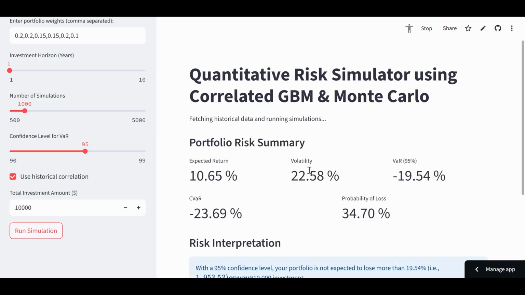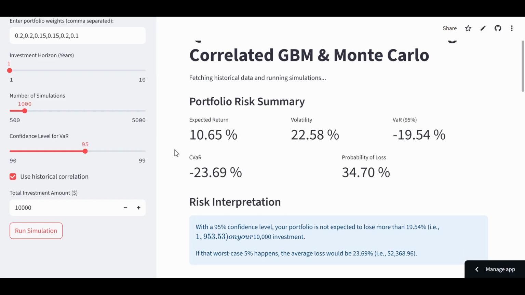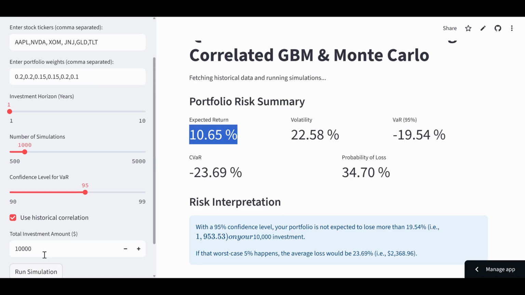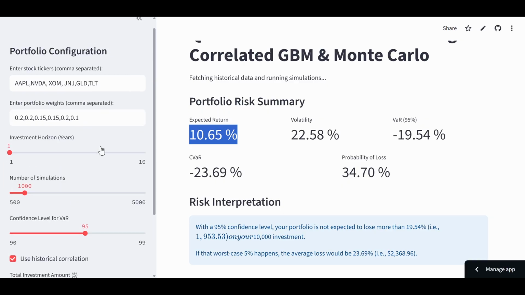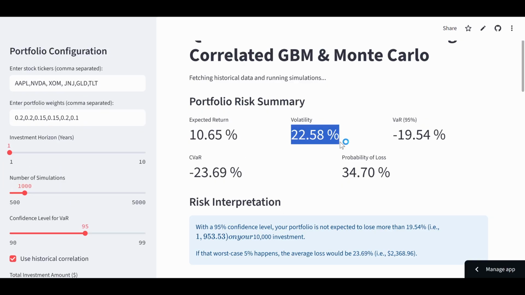So this is what we got, the portfolio risk summary. We got an expected return of 10.65% after a year on the total investment of $10,000 that we put into multiple stocks in this entire portfolio, and the volatility is 22.58%. Volatility is the measure of risk, basically how much your portfolio moves. These two metrics are annualized return and annualized volatility. They play a crucial role in the formula of the Geometric Brownian Motion, and we're going to discuss how it works.